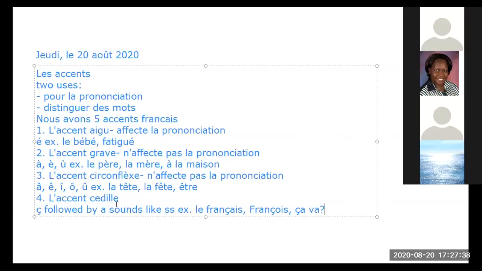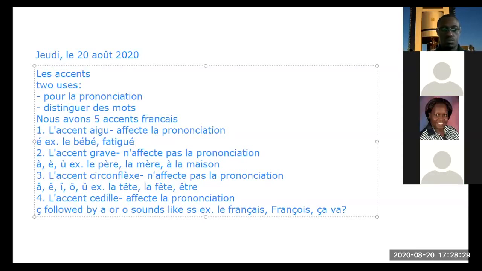Question? Yeah, question. For numéro 1 and numéro 2, is there a particular direction that the accent should follow? Yes. For l'accent aigu and l'accent grave, the direction is very, very important because it will affect either the pronunciation or the meaning.